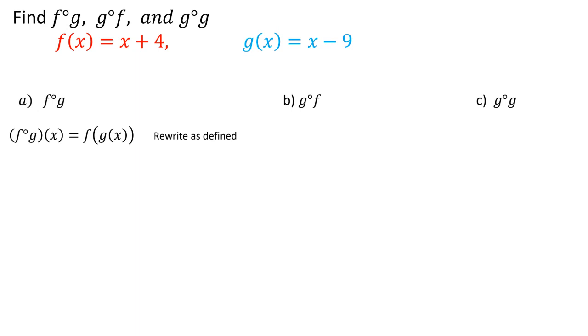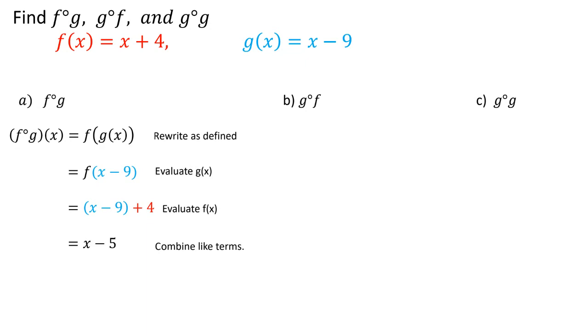Okay, so the first variable that I have here is the f. That means my principal function f. So I rewrite the function f as x plus 4, and everywhere I see x, I'm going to plug in function g, which is x minus 9, yes? So when I do this, I have x minus 9 plus 4, then I just simplify it. I'm going to combine my like terms.